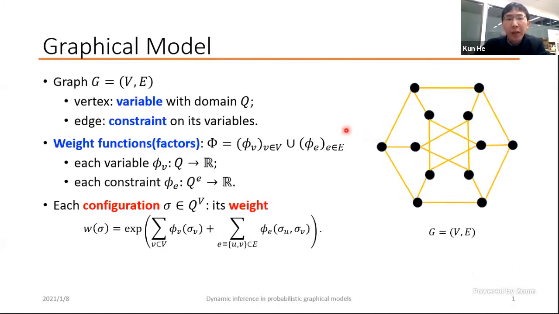At first, let me define the graphical model. Given a graph, let V be the set of vertices and E be the set of edges. Suppose each vertex is a random variable that takes its value from the finite domain Q, and each edge is a constraint defined on its variables. For each variable V, we give it a weight function phi V. The function maps the assignment of V to a real number. For each constraint E, we give it a function phi e. This function maps the assignment of all the variables in this constraint to a real number.